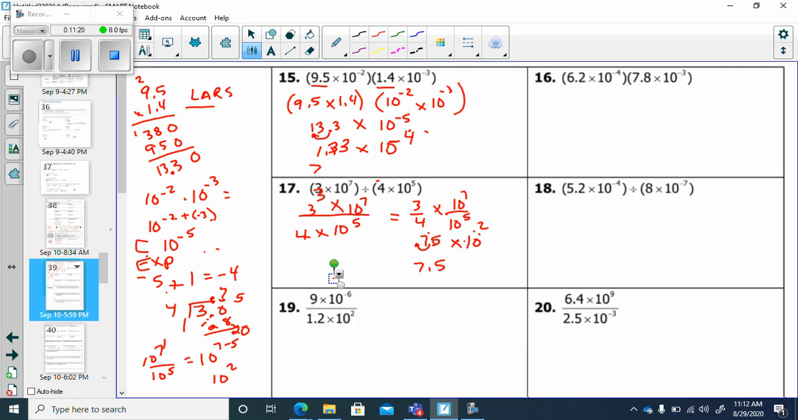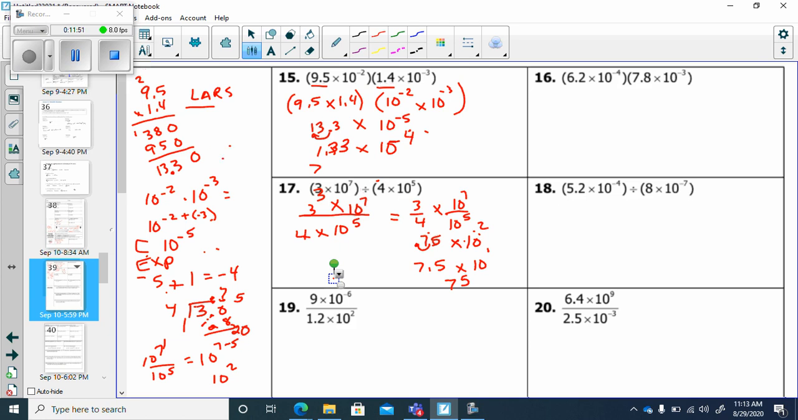Okay, now let's go look and see. If I'm moving right, LARS tells me I should subtract 1. I have 2 here, 2 minus 1 would give me times 10 to the 1st. And frankly, 10 to the 1st is just 10. So you would have 7.5 times 10 to the 1. If I'm just doing times 10, that would give you 75. Okay.